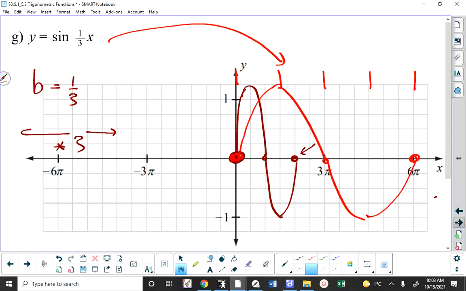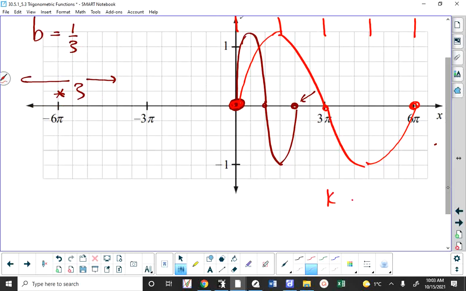X is any real number. I think that goes without saying. For the range, -1 is less than or equal to y, which is less than or equal to 1. The only thing so far that can change the range would be changing the a value from 1 to some other a value, and not -1. The amplitude is 1. The period is 6 pi. But check this out.